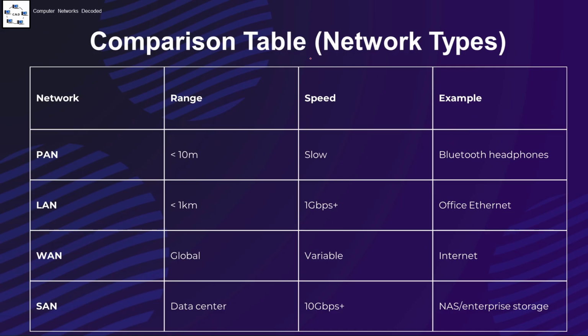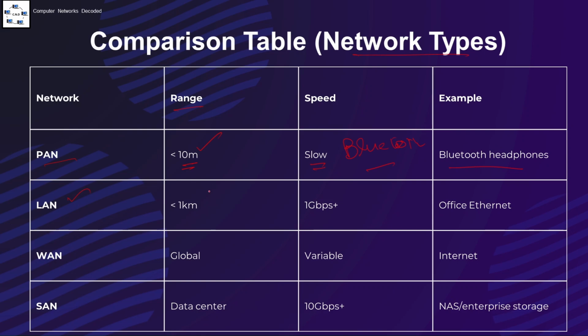So now coming over to comparison of these different network types. So span, if we compare, the range is the smallest of all. It is equal to or less than 10 meters. Speed is slow. If you have used the Bluetooth data transfer or connectivity, its speed is slow. An example is the Bluetooth headphone or transferring data between smartphone or Bluetooth.